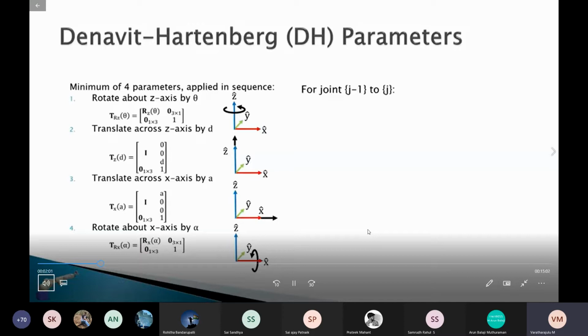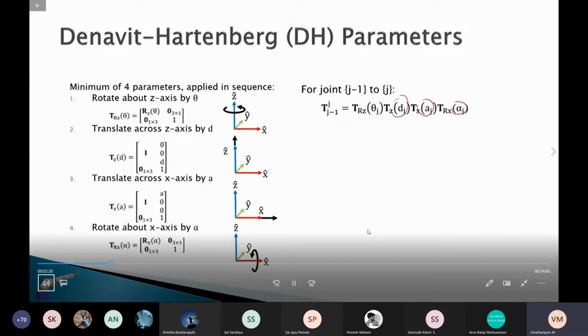So for our joint frame j-1 to j, we have the concatenation of all these transforms. First a rotation about z by theta, a translation about z by d, a translation about x by a, and a rotation about x by alpha.